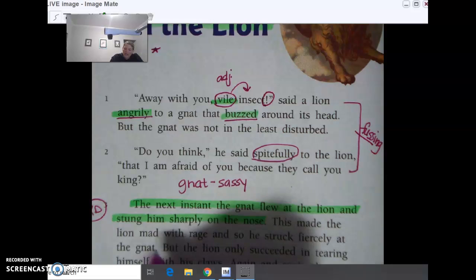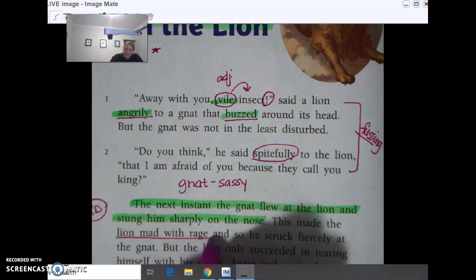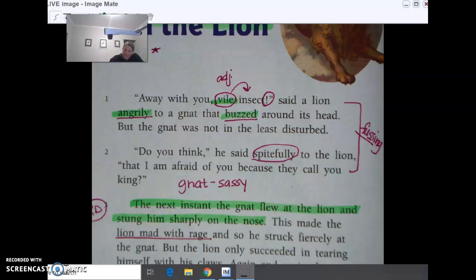This made the lion mad with rage, and he struck fiercely at the gnat.